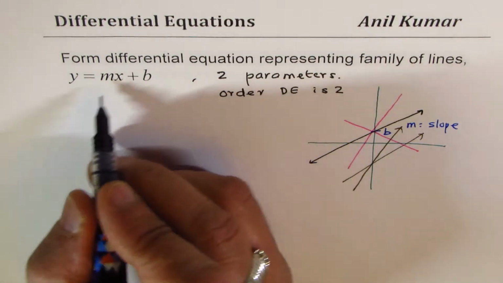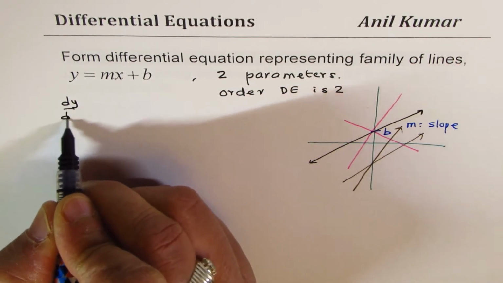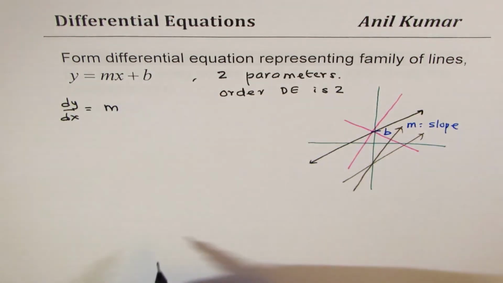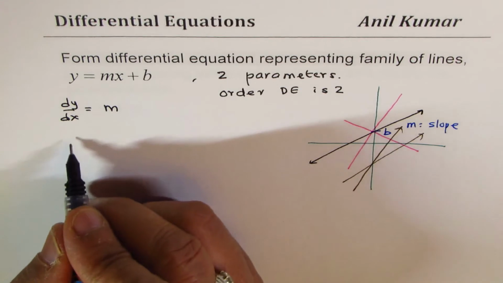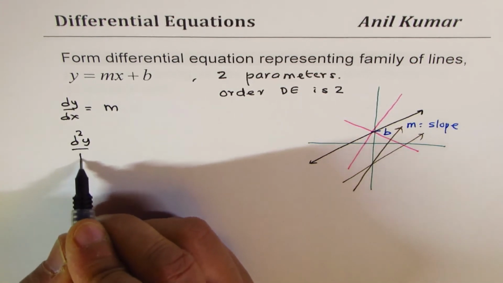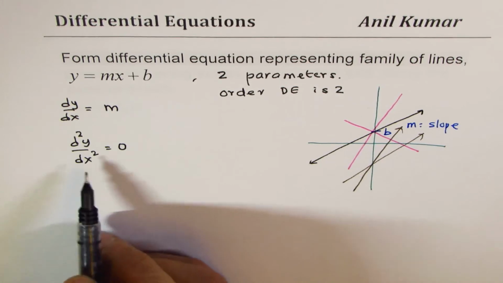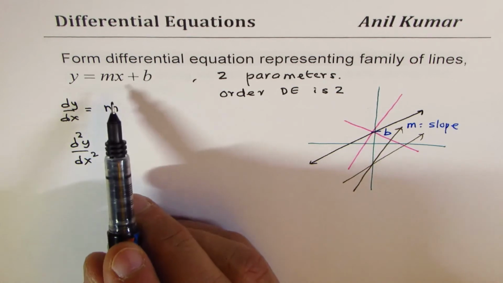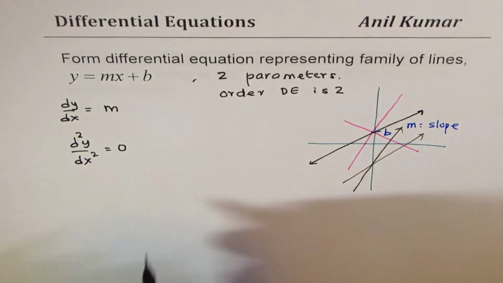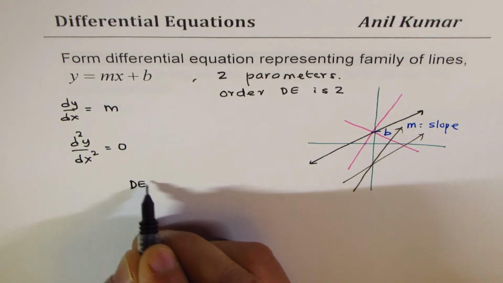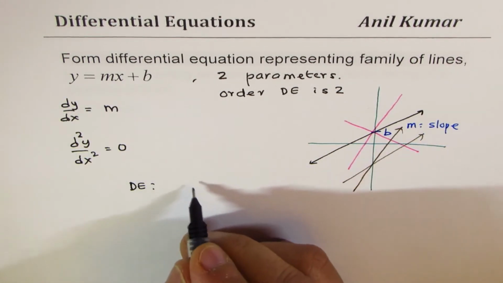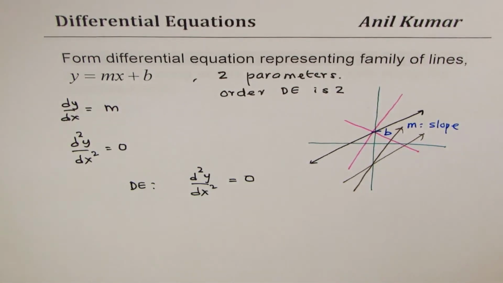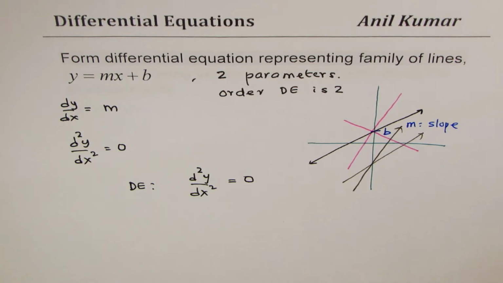So let's begin. If I differentiate once, that is dy/dx, what do I get? The derivative will be m, and b becomes 0. Is it okay? Now the second derivative, d2y over dx square, we get 0. So now we have arrived at a differential equation where there are no parameters. So that becomes the solution. Therefore, the differential equation representing lines is d2y over dx square equals 0. So it is like this. First example is very simple.